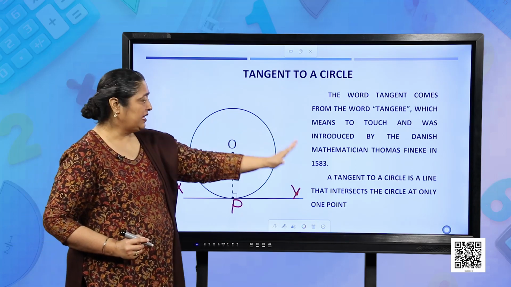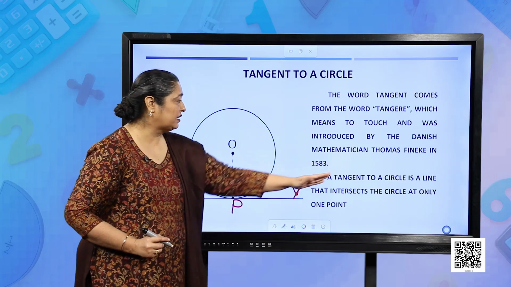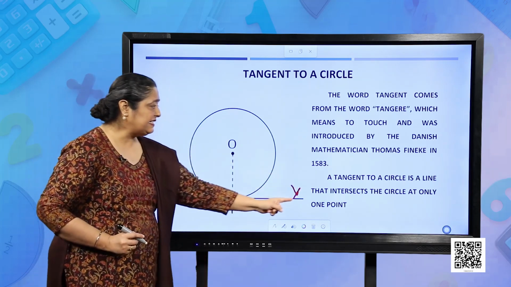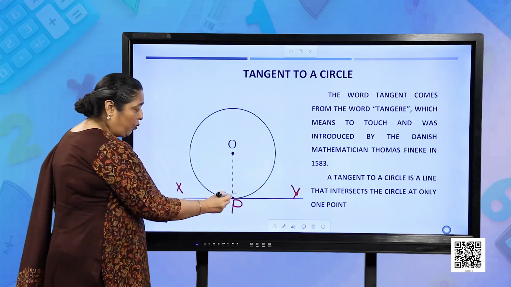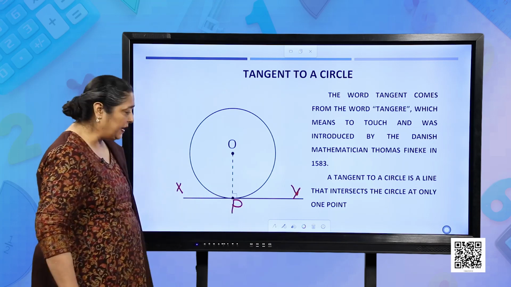Remember this. And then a tangent, what is a tangent? Definition of the tangent: the tangent to a circle is a line that intersects the circle at only one point. At only one point, this is named as P.